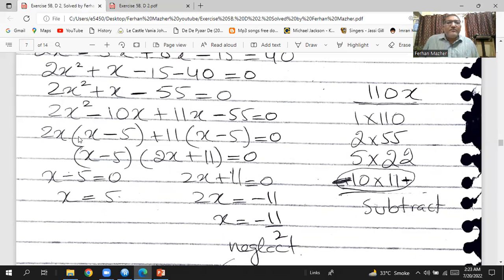From the first two terms, you can see here 2x is common. From here, x is left. From here, minus 5 is left. From the last two terms, 11 is common, plus 11. So from here, you are left with the x.